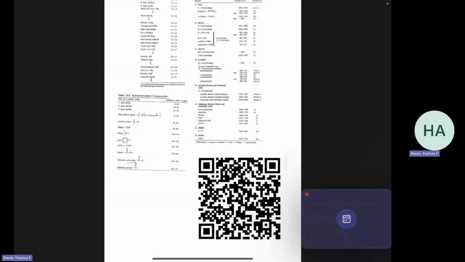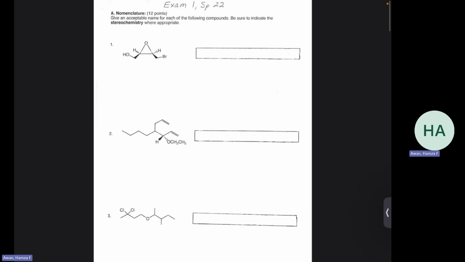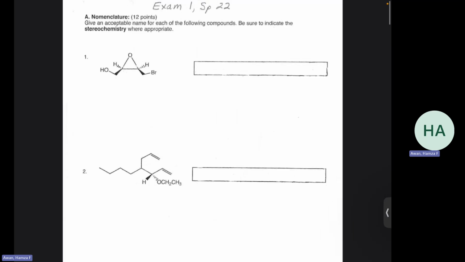We're going to be going over the 2022 exam for OChem 2, exam 1. So, okay. We'll start off with the nomenclature like usual.